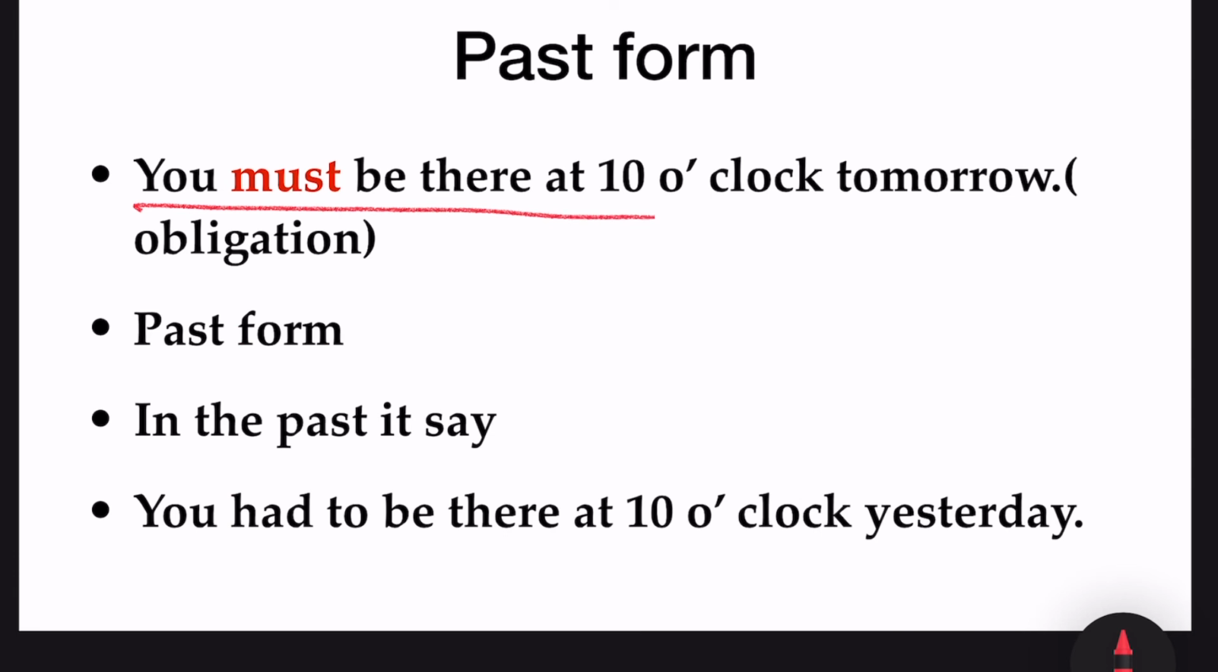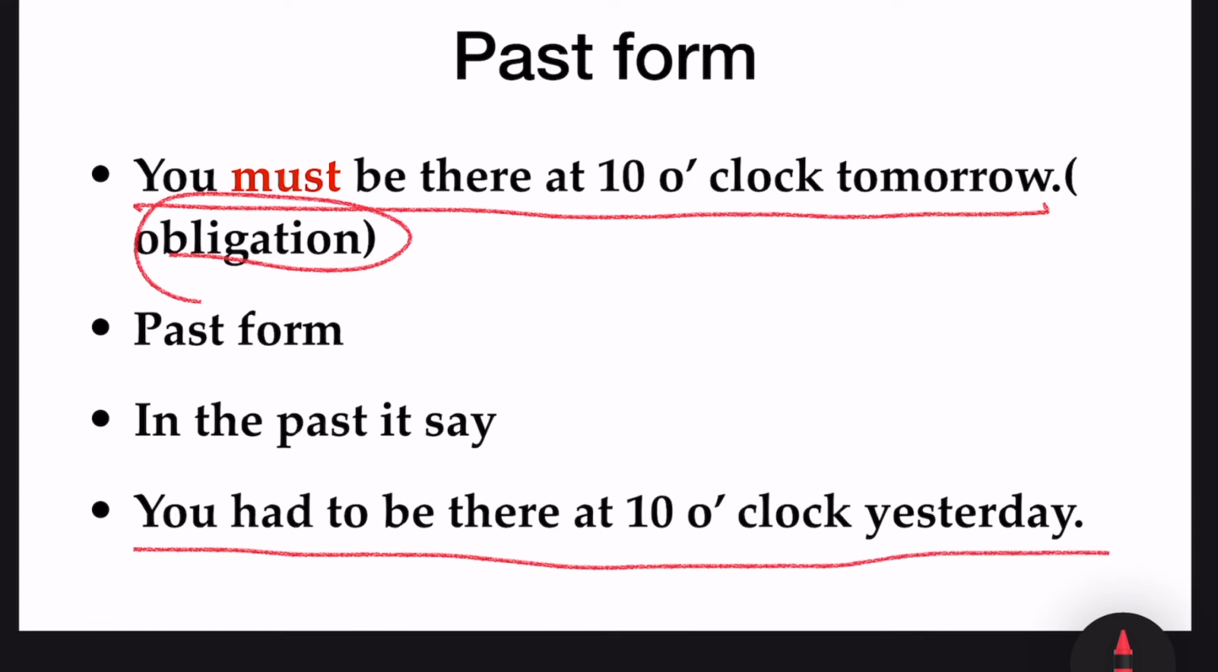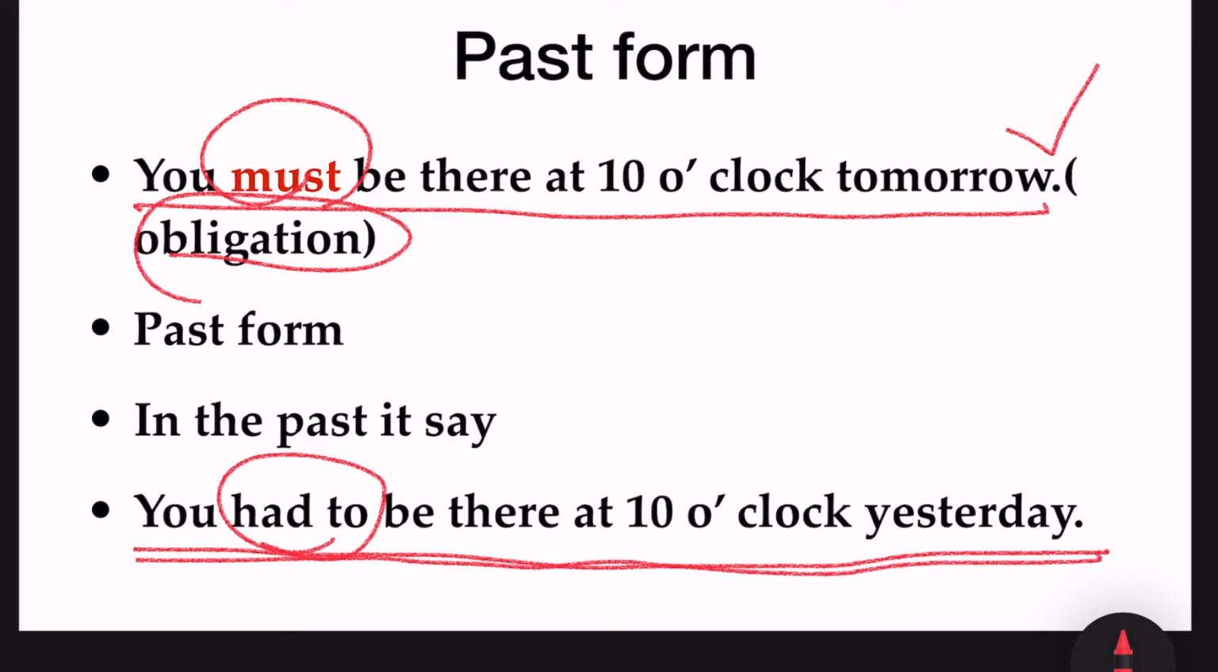You must be there at 10 o'clock tomorrow. This is an obligation. The past form for this statement is, you had to be there at 10 o'clock yesterday. See, we have used had to instead of must. This is the present form of obligation and you had to be there at 10 o'clock yesterday would be the past form of this statement.